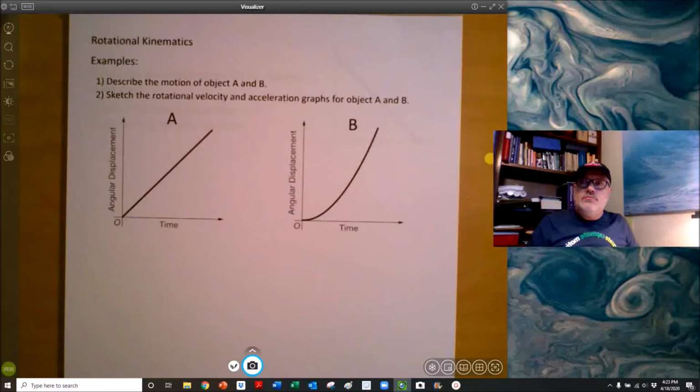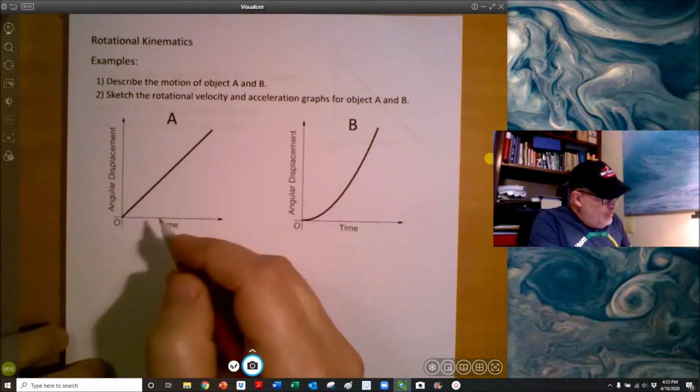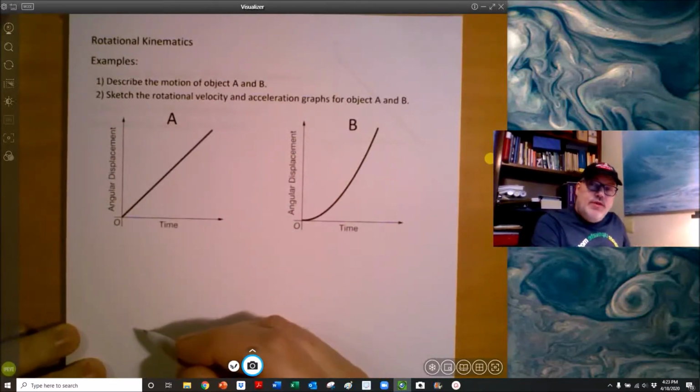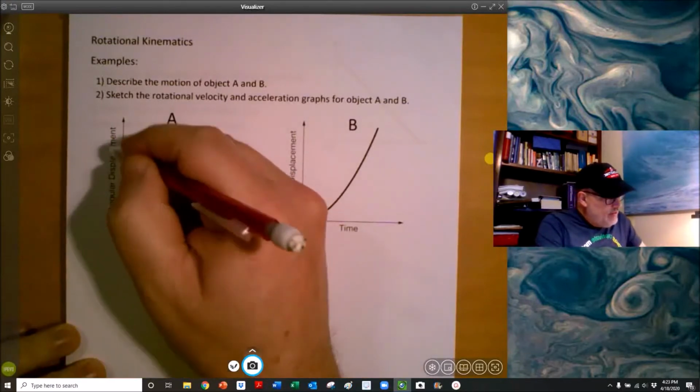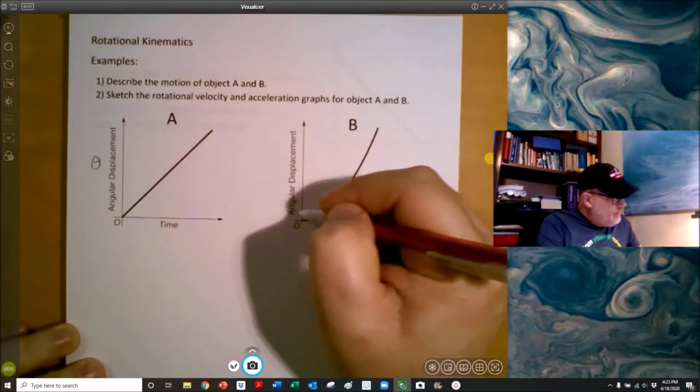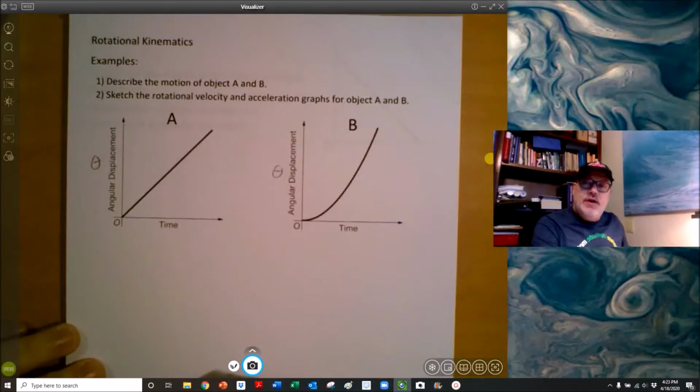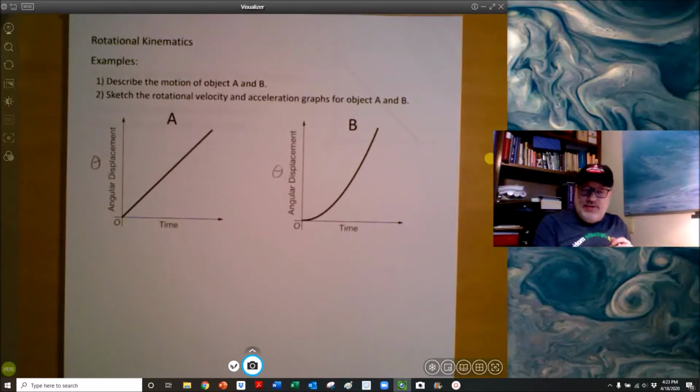All right, our first problem says describe the motion of object A and B, and then sketch the rotational velocity and acceleration graphs for these two. So first thing to notice is always read the axis. So this is angular displacement, so that's theta. This one is the same. All right, so this is a position time graph, an angular position time graph, or rotational position time graph.